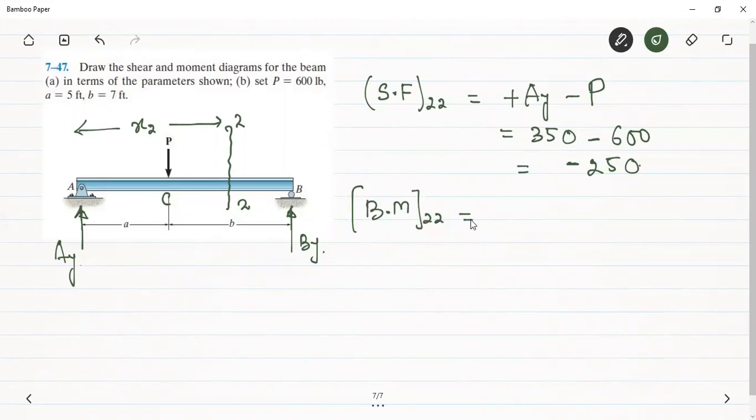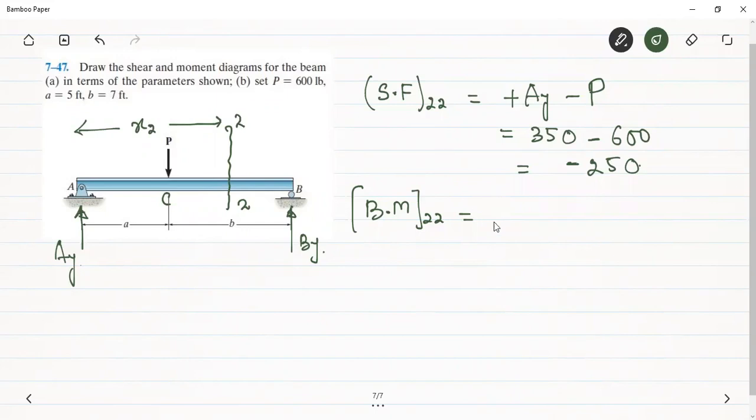At section 2, the bending moment will be the algebraic sum of all the moments, either from the left hand side or the right hand side. We are interested in the left hand side. Ay will create what moment, clockwise or anti-clockwise? Ay will create a clockwise moment, and a clockwise moment is treated as positive when we are seeing the left hand side of the section.